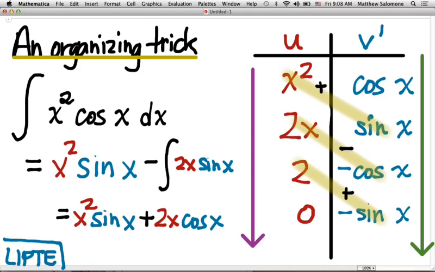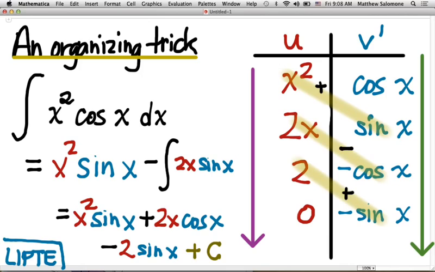And then our final product is plus the product of 2 times negative sine x. So that's minus 2 times sine x. And if we were to keep going, we would write plus 0. So let's not, and say we did. And then all I need is a plus c. I'm done.